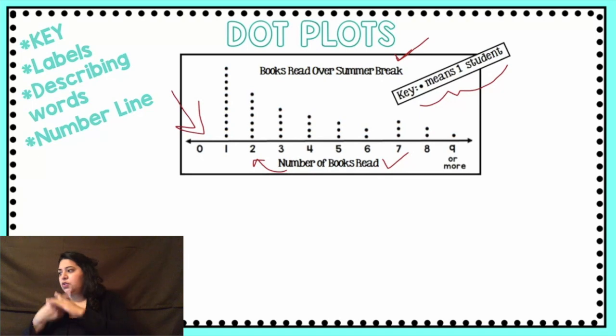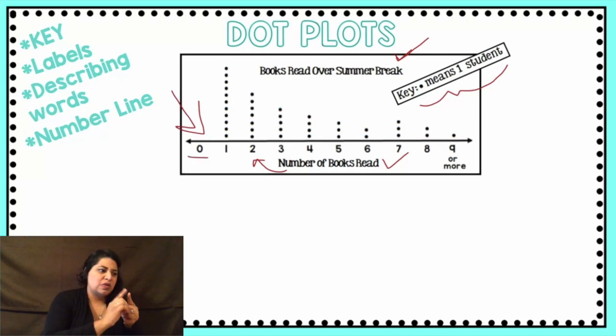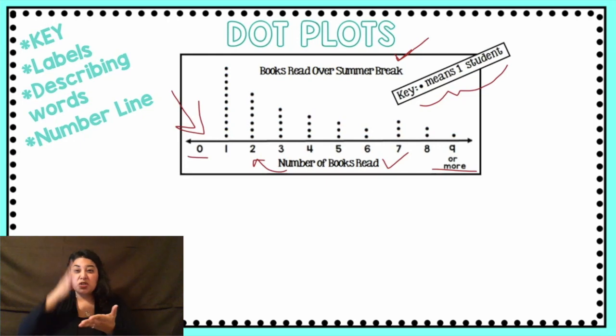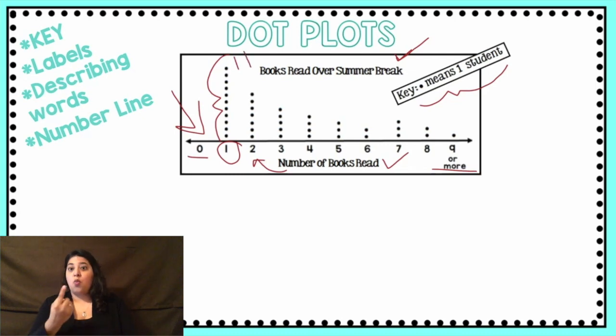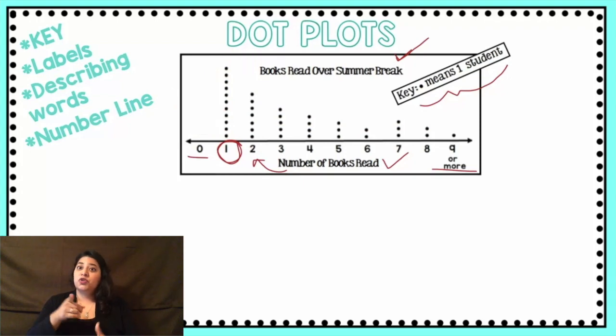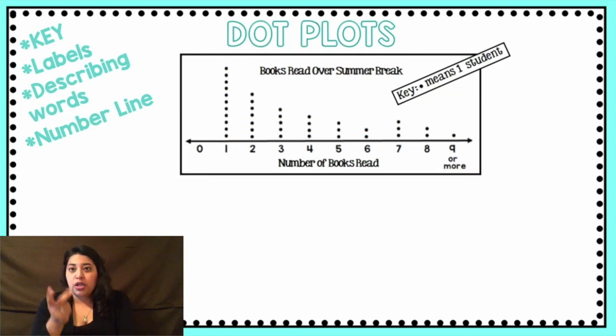So in this case, the number line here starts at 0 and it goes to 9 or more. So if I'm looking to see how many students read one book over the summer, I will look at this column. Each dot represents 1. So when I count the dots, I know that 11 students read one book over the summer. Now, it's important to know on dot plots, if there's no key on the dot plot, then you're safe in assuming that every dot means 1.